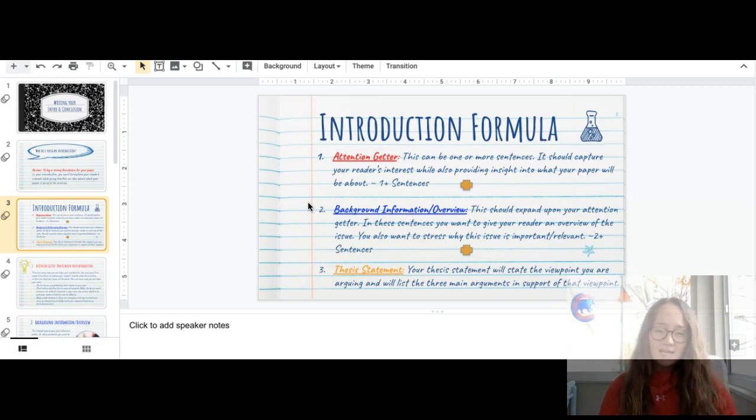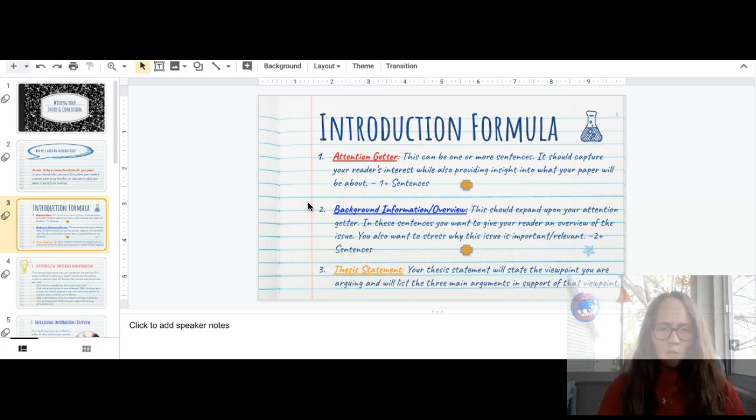Your next step is going to be to put the background information or overview. This is where you just generally introduce what the issue is and the different sides. And at that point, your side should be starting to stand out.